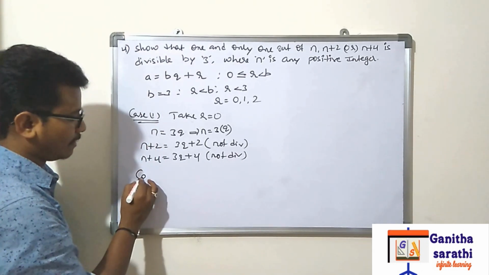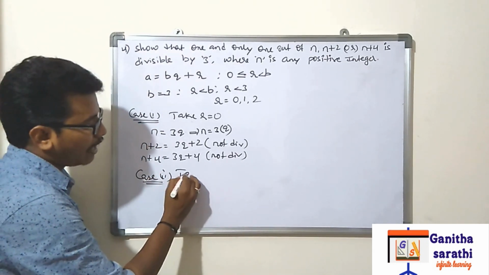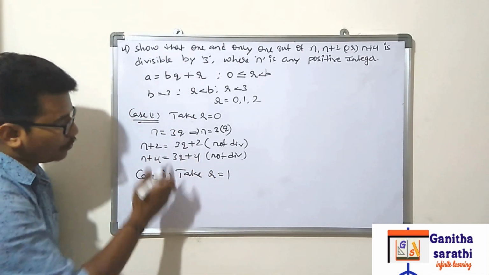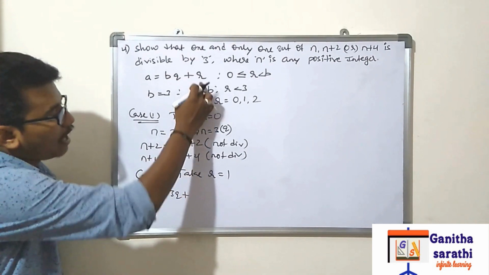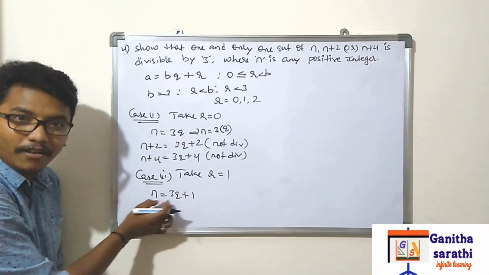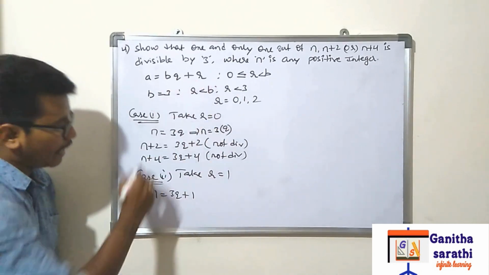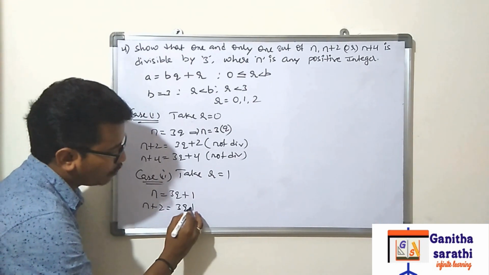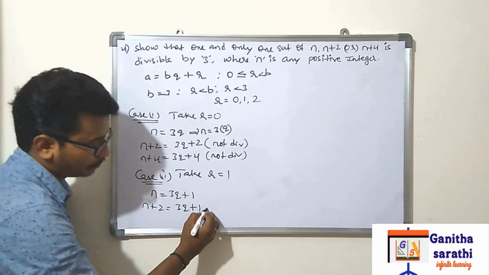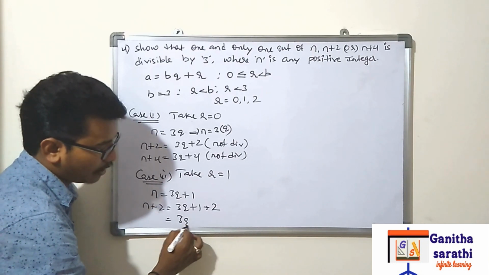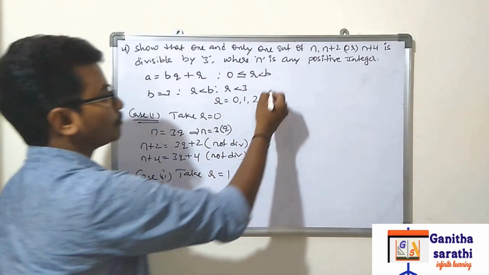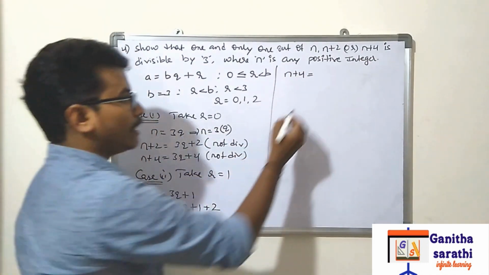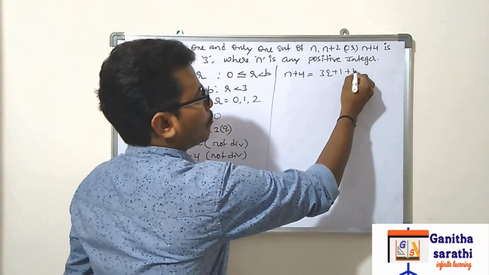See second case. Take r is equal to 1 now. So n is equal to 3q plus r, and the r value is 1. Now what is the n value here? 3q plus 1. Next, n plus 2. n plus 2 means, what is the n value? 3q plus 1, right? 3q plus 1 plus 2 is 3q plus 3. Okay, next, n plus 4. n plus 4 means 3q plus 1 plus 4.